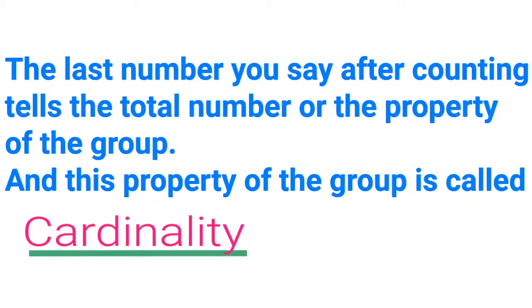Whenever you count, the last number that you say tells the number of objects or number of items in a group. And the last number describes the property or describes the group. And in numeracy, we call that property cardinality.